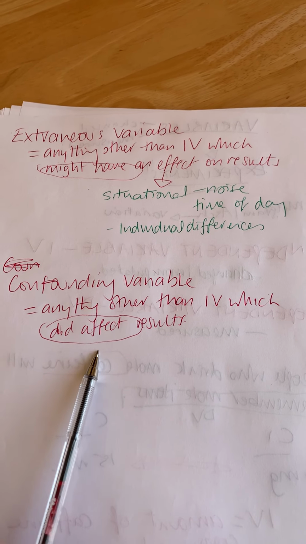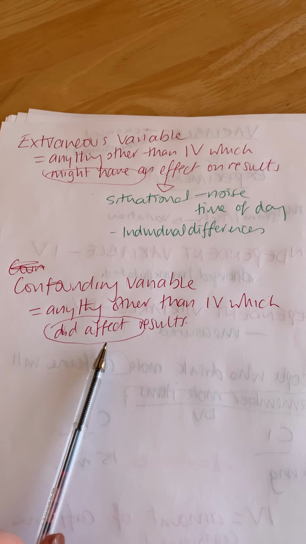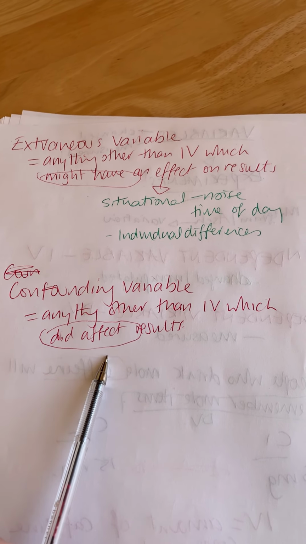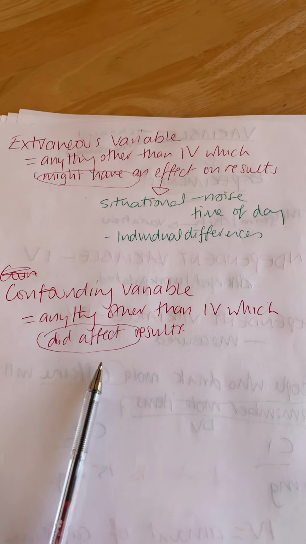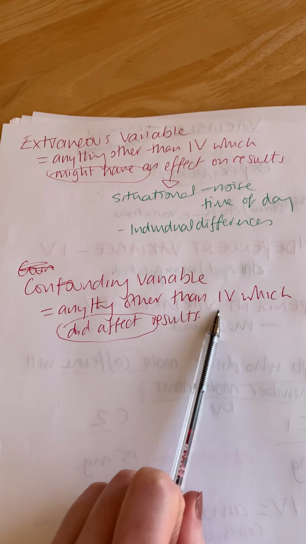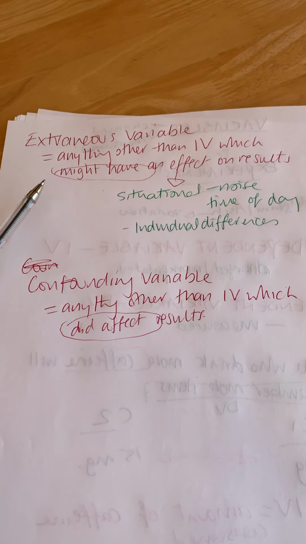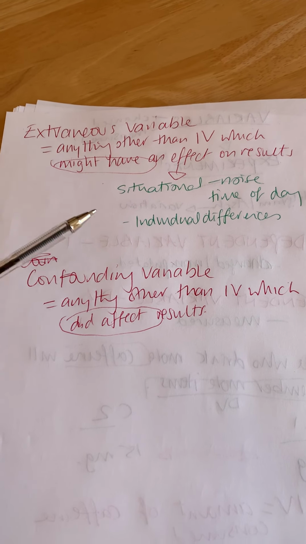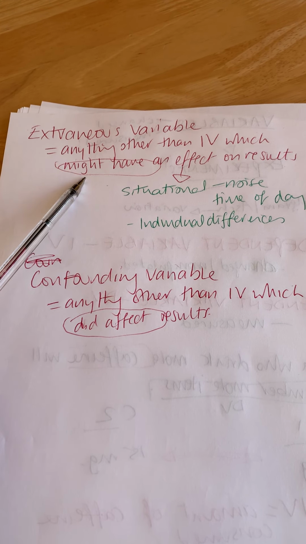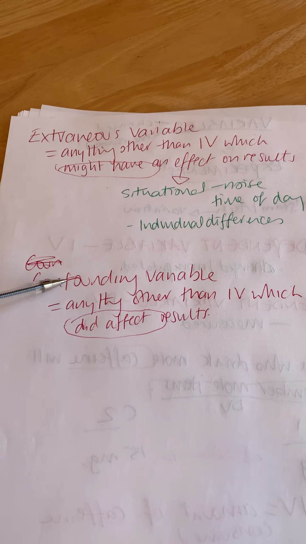If I then complete my experiment and I find that there are variables which I know did affect the results, for example, like the weather, or as I said, the time of the day, or individual differences, if I know that they affected my DV, my results, and they weren't anything to do with caffeine, then I can say that they've become a confounding variable. So extraneous variables and confounding variables are exactly the same, except if we're identifying them before the experiment, we call them an extraneous variable. If we're identifying them after the experiment, then they're called confounding variables.